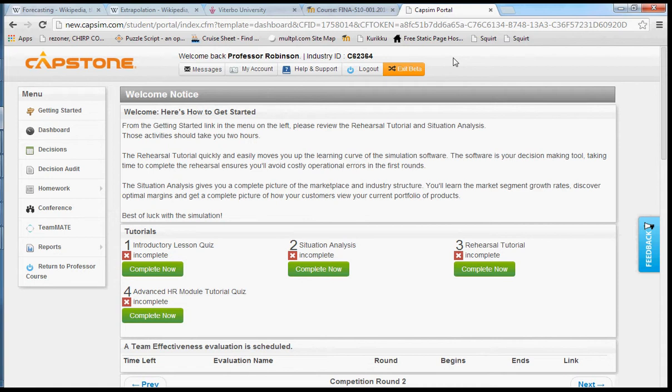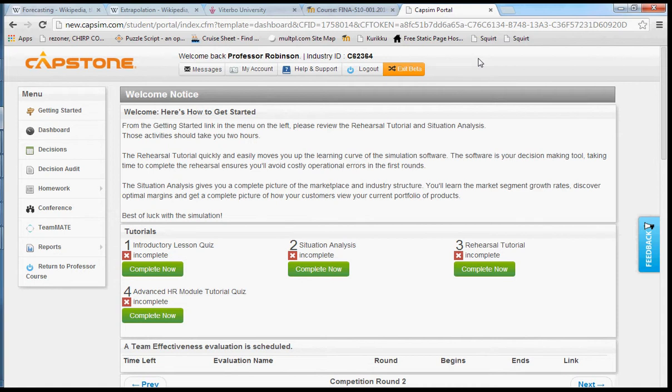So this is the opening screen if you're signed in as a student for your team. And there are different decision options you can make over on the left. And so the first thing we would do as a management team in our business, deciding on our strategy going forward, would probably be to assess current market conditions.